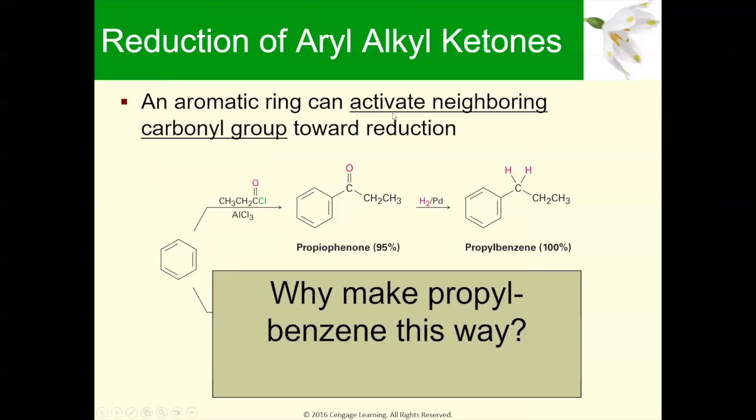Well, I guess we'll write down the text first in the bullet, and then we'll talk about the reaction. So an aromatic ring can activate a neighboring carbonyl group towards reduction. Just like it activated that benzylic position for substitution or free radical formation, it also can activate a carbonyl. And it makes it more likely to be reduced with normal reducing conditions like what we've seen with alkenes, just hydrogen on a palladium catalyst. Okay, so it just adds those hydrogens to the carbon.